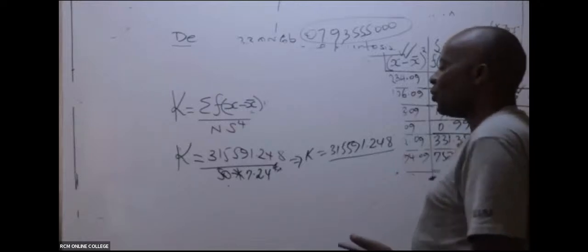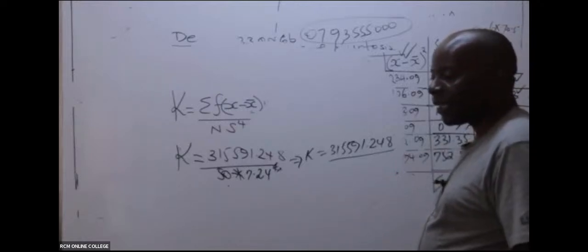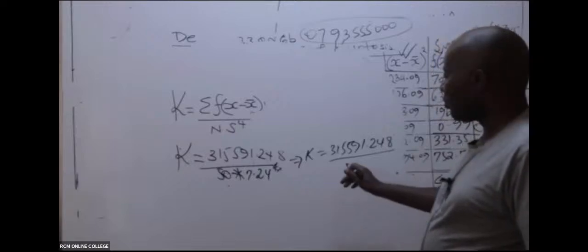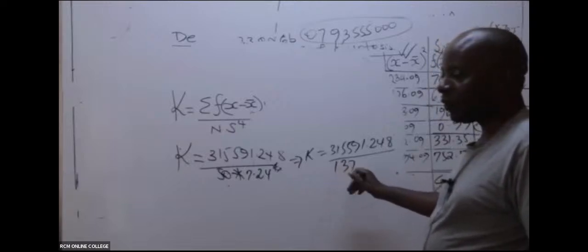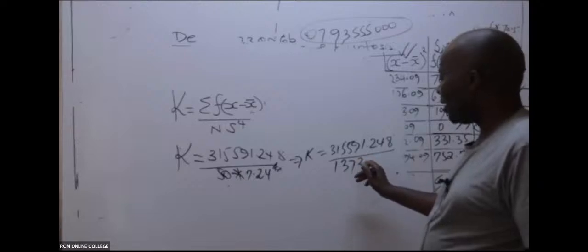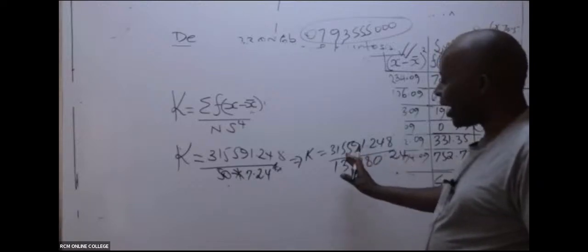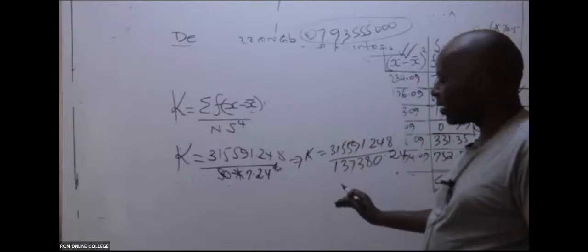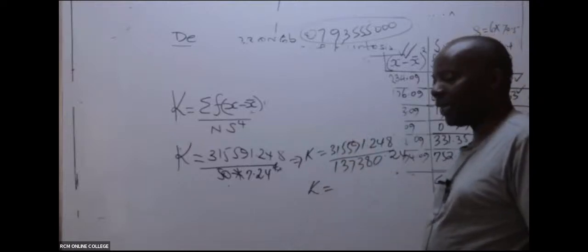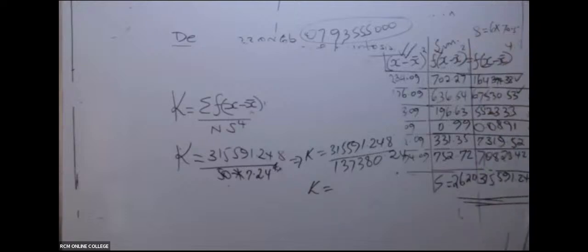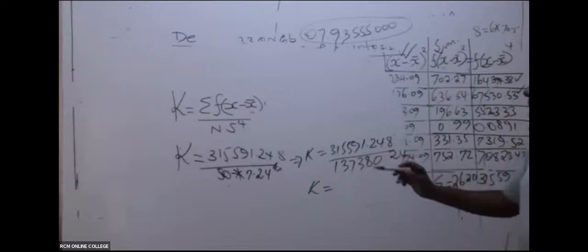Raised to power 4. So according to Sharon, it's supposed to be 137,380.24. And then now you divide. Take this divided by this. What answer are we getting for our K?